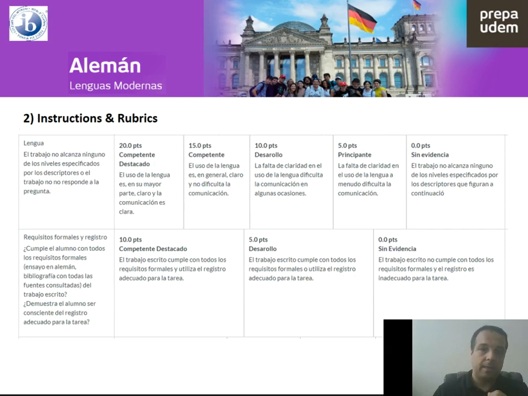Then lengua means the grammar. As you can see in the rubric, en su mayor parte claro. That means you're allowed to make a few mistakes and still get the full points. And then the formal requirements. The formal requirements are that you write it in essay form, not as a personal letter or a leaflet or something like that. And also important is that you quote your sources correctly according to APA. What you need there, I'll come to in a moment.